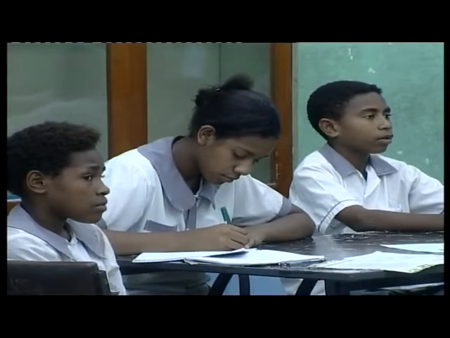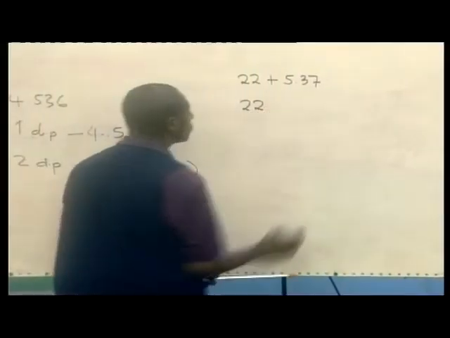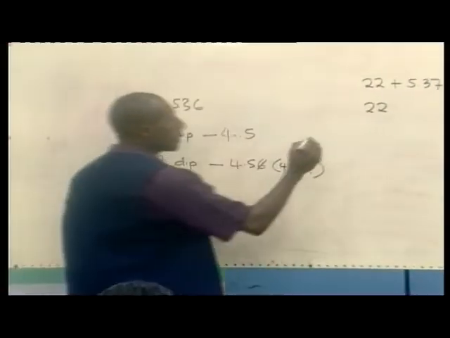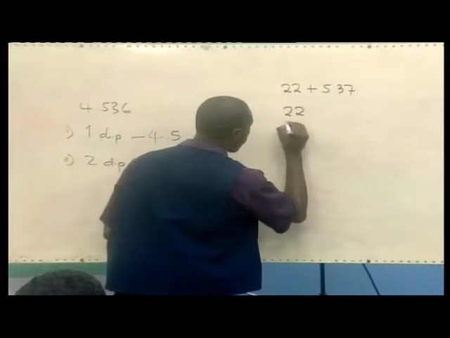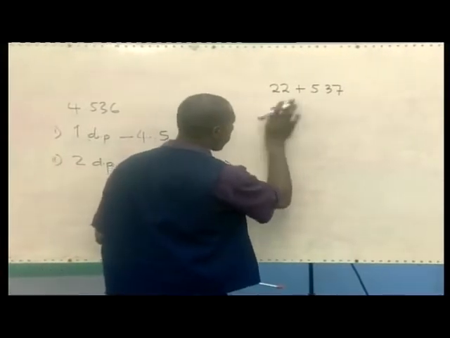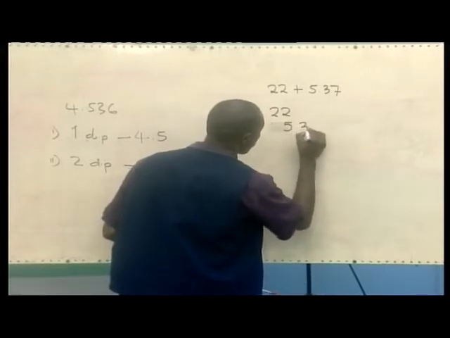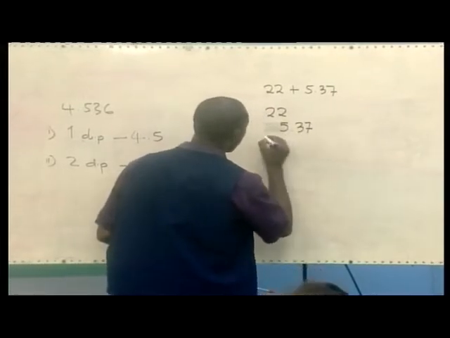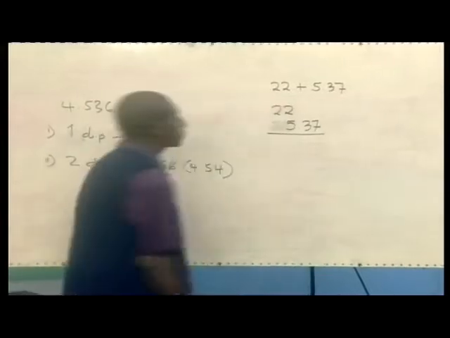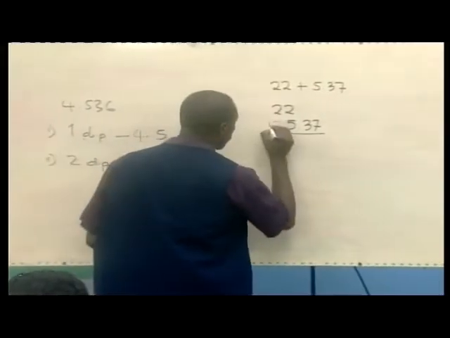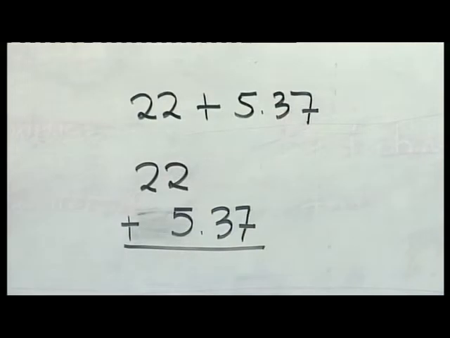So we need to put this number in a column. So 22 plus 5.37.